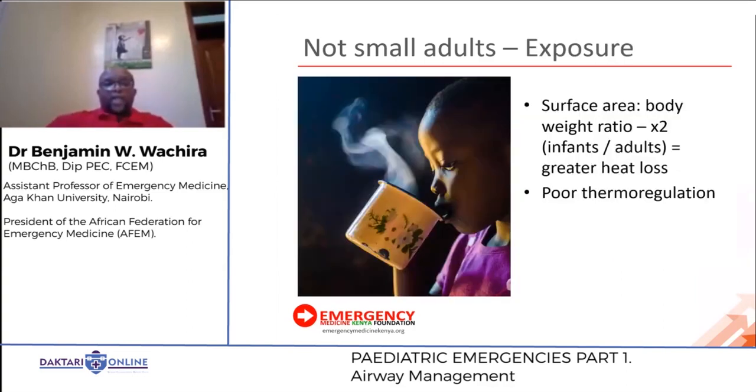In terms of exposure, the surface area to body weight ratio for a kid is much larger than for adults. That means they lose heat, and of course their skin and thermoregulatory mechanisms are not fully developed. That's why a child needs to be kept nice and warm. We normally will have heaters and other warming devices as you manage and resuscitate kids. So do not forget about that.